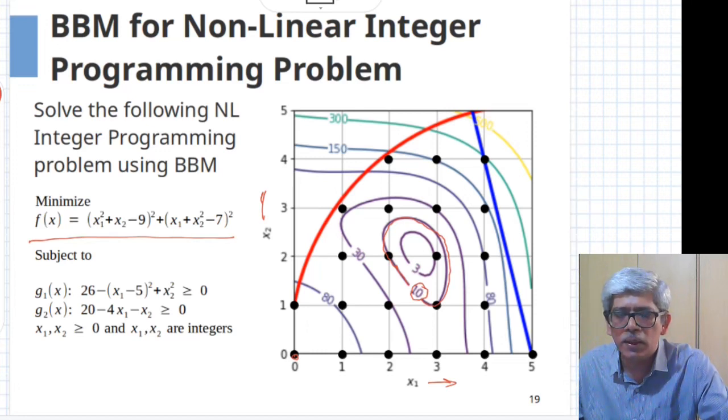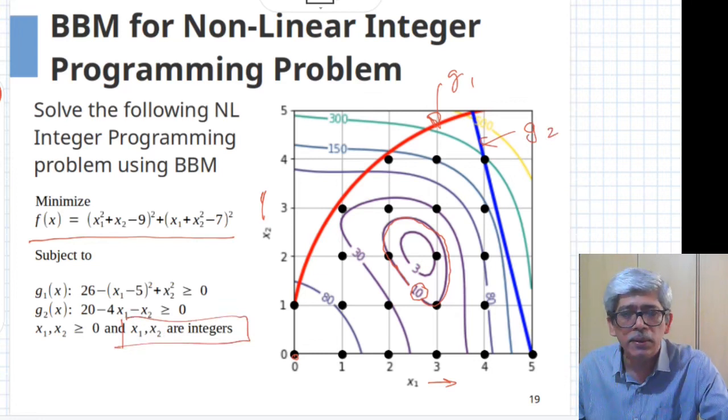The problem has two constraints, the nonlinear constraint G1 and the linear constraint G2, and in addition it has all integers as the additional constraint. Let's apply the branch and bound method and find a solution to this problem.